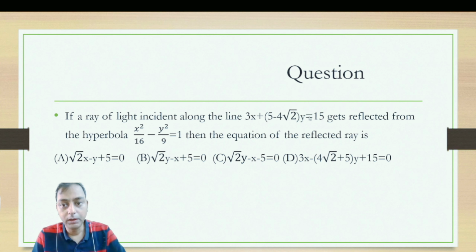We need to find the equation of the reflected ray. Option A, √2x - y + 5 = 0. Option B, √2y - x + 5 = 0. Option C, √2y - x - 5 = 0. And option D, 3x - (4√2 + 5)y + 15 = 0. Now I am going to give the approach to solve this problem.